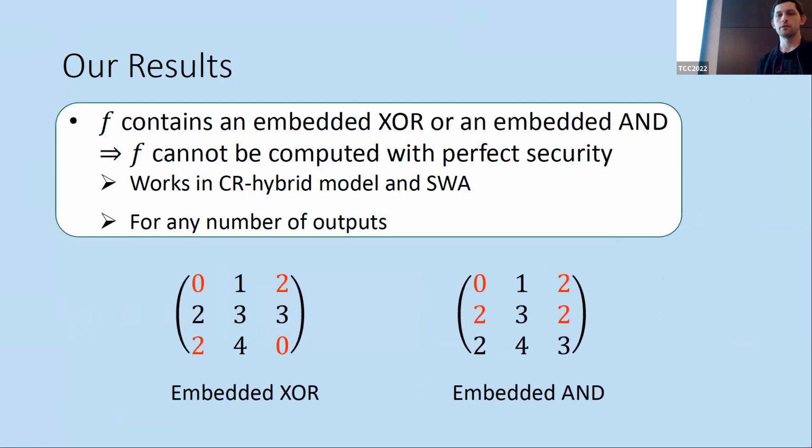Our second result, we show that if a function contains an embedded XOR or an embedded AND, then it cannot be computed with perfect security. And this holds regardless of the number of outputs. And just to exemplify what an embedded AND and XOR means, it just means that we can find 2 rows and 2 columns such that the 4 outputs correspond to an XOR or an AND.